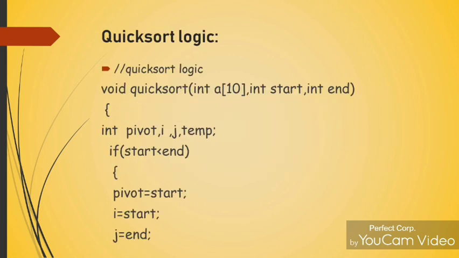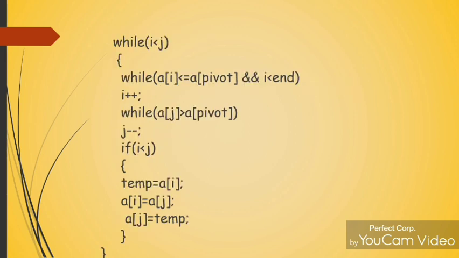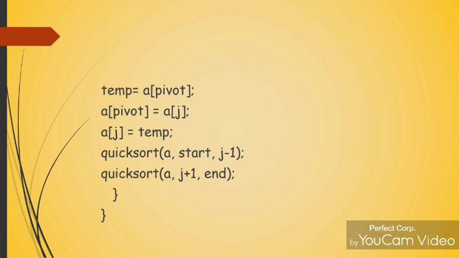Next, the Quicksort logic. In this slide, we will be defining pivot, start element and end element. And here, if i is less than j, swapping of a of i and a of j will be taking place. Here, if i is greater than j, we will be swapping a of j with the pivot element. And finally, repeating the above steps recursively from start to j minus 1 and j plus 1 to the end.